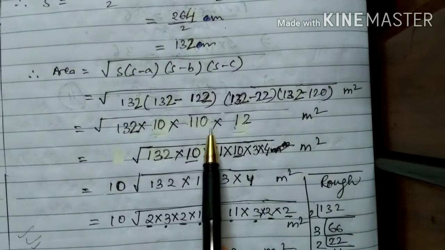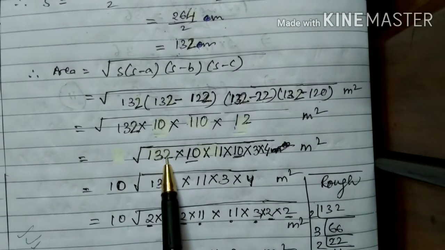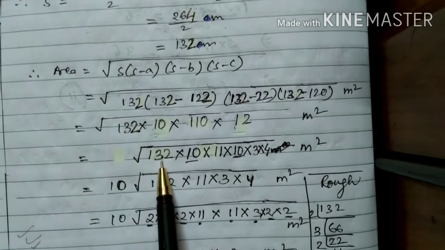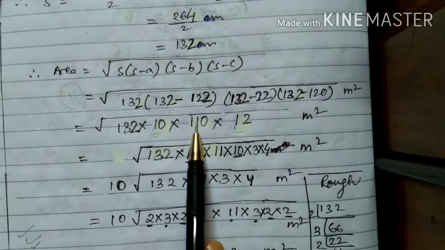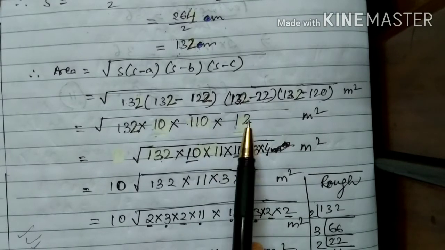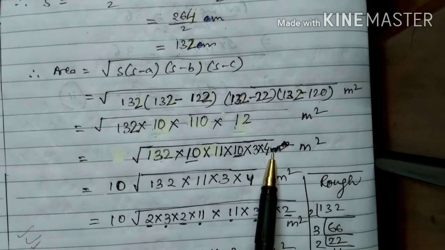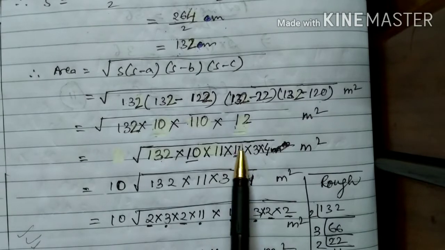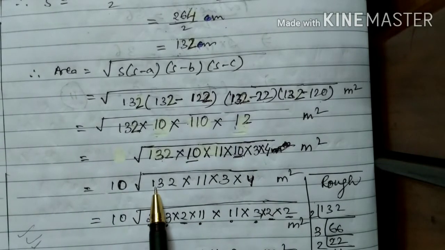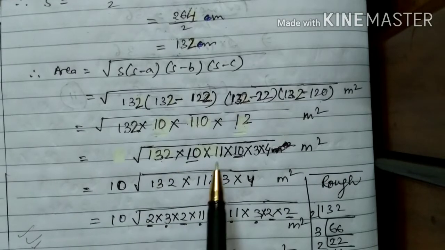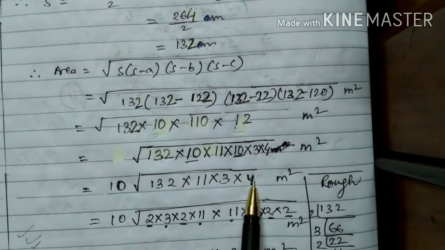So we put it, now we will break it into pairs. Now 132 is written the same way. 10 is here, 110 is being written as 11 into 10. 12 is written as 3 into 4. Now 10 and 10 are a pair, so this will come out. And what is remaining inside the root is 132 into 11 into 3 into 4.